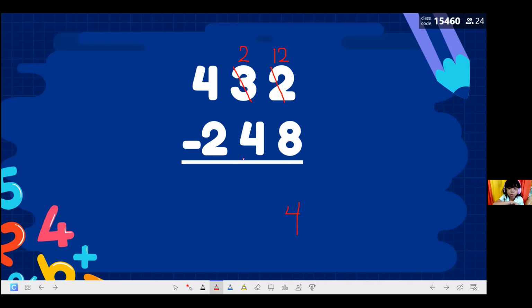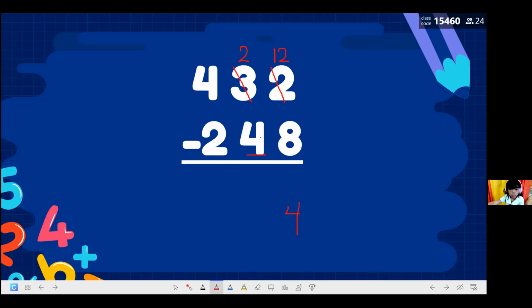Very good. Now we are done with the ones place. Let's go next to the tens place. The given in the tens place is 3 and 4, but the 3 is now already 2. So the given here is 2 and 4.